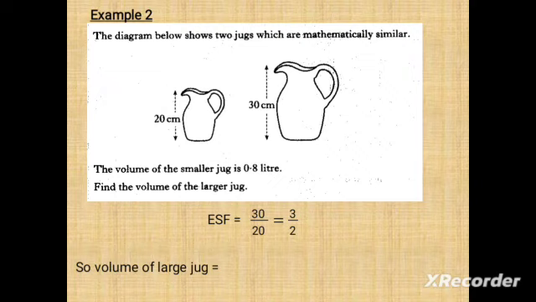Now we need to change the linear scale factor into the volume scale factor. So that will be 3 over 2 cubed, because the volume scale factor is equal to the linear scale factor cubed. So it will be 3 over 2 cubed times the volume of the smaller one, so that we get the volume of the larger jug. So our answer in this case will be 2.7 liters as the volume of the larger jug.